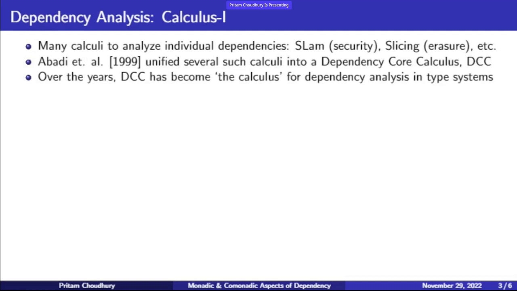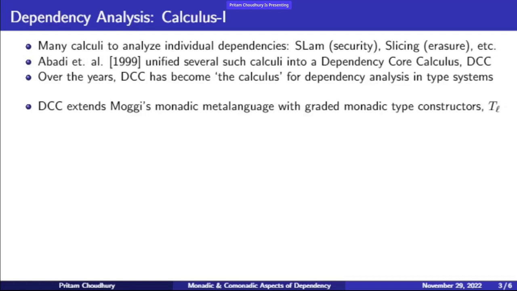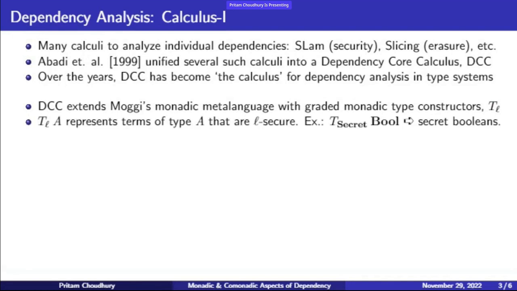What is DCC? DCC is an extension of Moggi's monadic metalanguage with graded monadic type constructors, T_L. We know Moggi's monadic metalanguage. It is a language for analyzing effects. But by grading the type constructor T, Abadi and colleagues showed that we can use the calculus for dependency analysis. So what does T_L represent? T_L A represents the terms of type A that are L secure. So if we have T_secret bool, that would be the type of secret booleans.